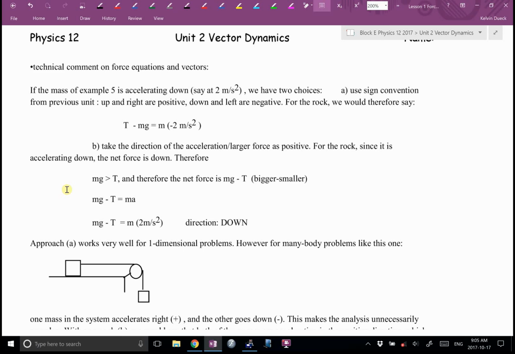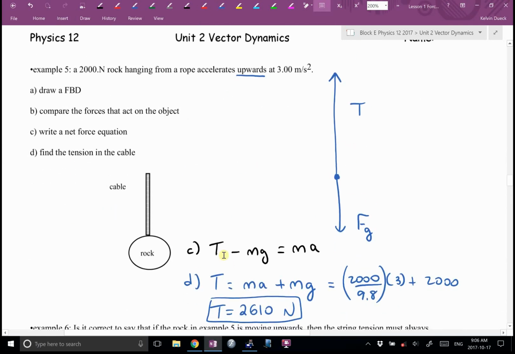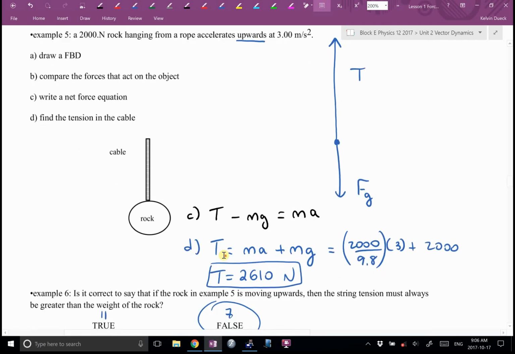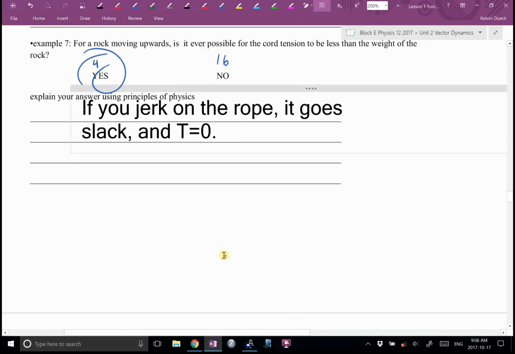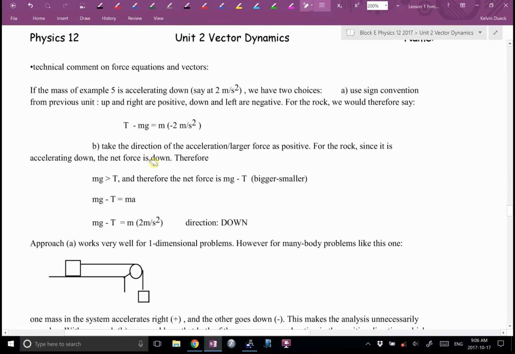Supposing we had this mass accelerating downwards, we have two options. We could always let down be negative, but then you end up with equations with a whole bunch of minuses and yuckiness. So I'm not going to do it this way. Instead, I'm going to take the direction of the acceleration or the larger force as positive. For the rock, since it's accelerating down, the net force is down, and you would have an equation. Who's winning? Gravity minus tension equals ma.